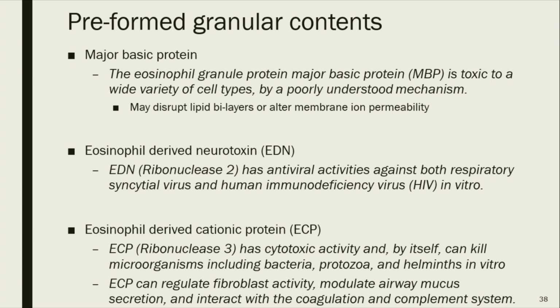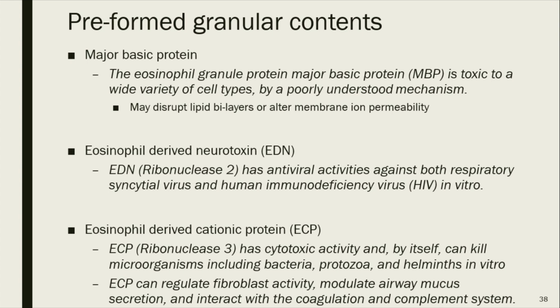Remember we talked about how the preformed granules of eosinophils are toxic and mostly for killing. So let's look at some examples. First of those is major basic protein, or MBP. MBP is toxic to a wide variety of cell types, but how it works we don't know exactly. It's disrupting the lipid bilayer or changing the membrane permeability to ions, making them a little bit leaky, and then killing the cells.